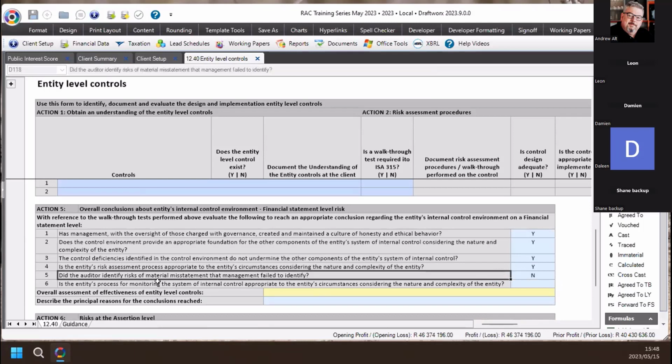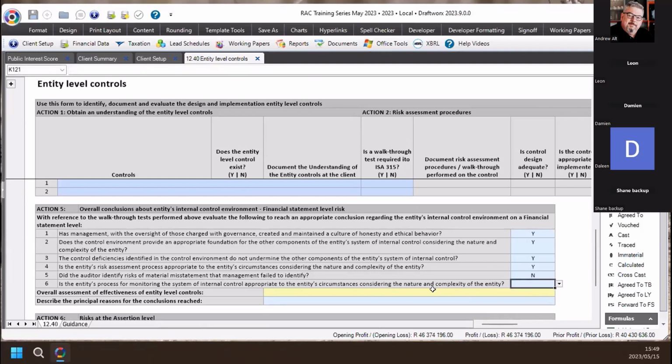Does the auditor identify risks of material misstatement that management failed to identify? When we spoke about risk assessment, are you finding a whole lot of risks that management has no clue about? We want to document details for him. And is the entity's process for monitoring the system of internal control appropriate in the entity's circumstances, considering the nature and complexity of the entity?